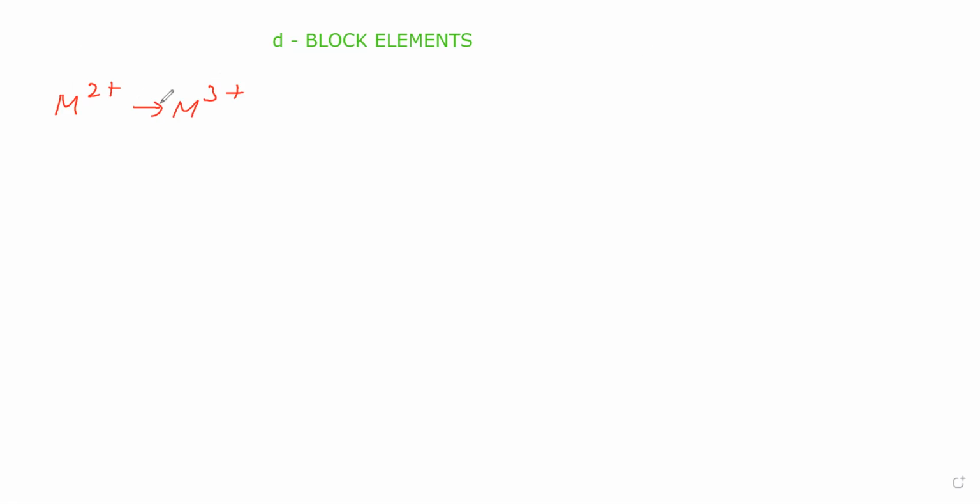Now, for scandium, the E0 value is not given. For titanium, divalent into trivalent is plus 0.37 volt. For vanadium, plus 0.26 volt. For chromium, plus 0.41 volt. For manganese, minus 1.57 volt.